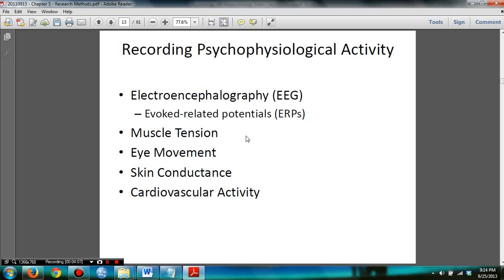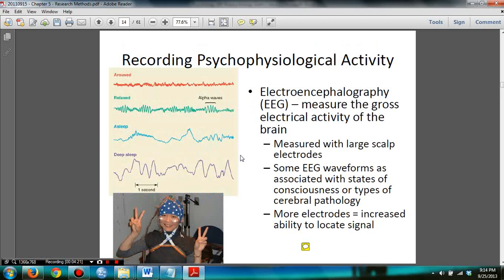And here is the outline of psychophysiological activity, which includes the EEG, ERPs, muscle tension, eye movement, skin conductance, and cardiovascular activities. You all need to know this for the exam. The EEG measures the gross electrical activity of the brain, and these are different types of waves: aroused, relaxed, asleep, and deep sleep. You may have to identify them on the test since we talked about it in class. You need to read this part over here because it's important. I'm just going to highlight it for you.